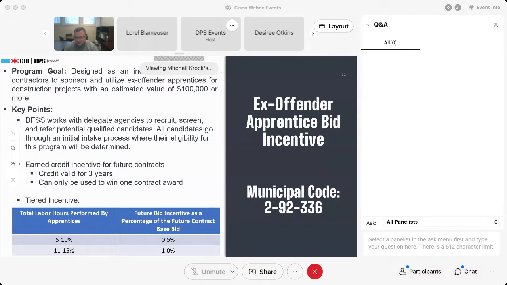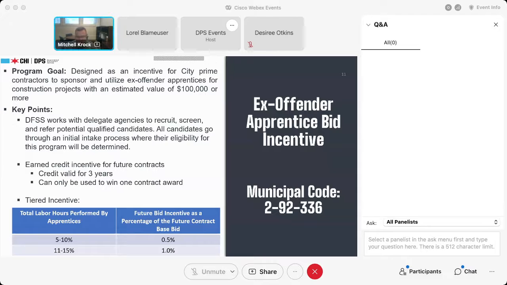It's the ex-offender apprentice bid incentive. You may be familiar with the concept as returning citizens. The program goal is designed as an incentive for city prime contractors to sponsor and utilize ex-offender apprentices for construction projects. Again, I encourage you to carefully look at the definition of who qualifies, but more or less, if you use ex-offender persons for labor hours on the project, you can qualify for an earned credit incentive, again, to be used on a future bid opportunity.